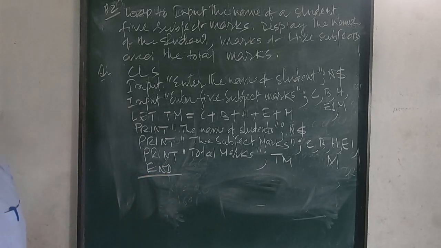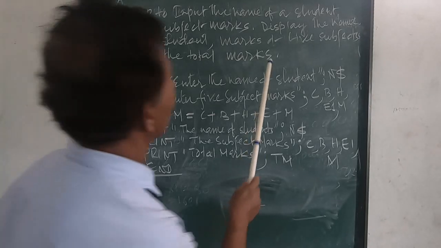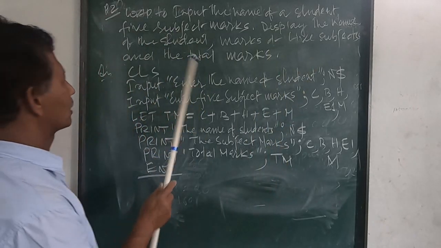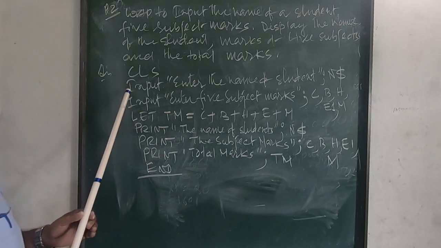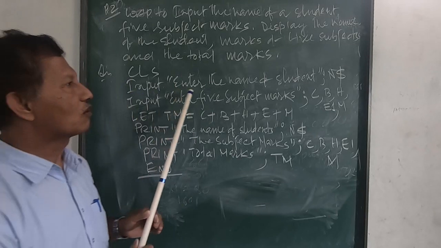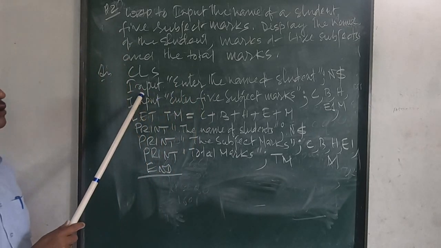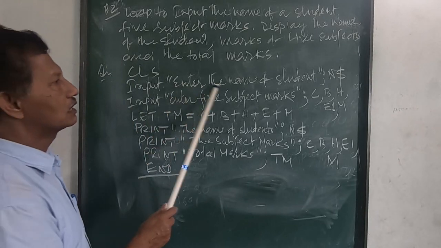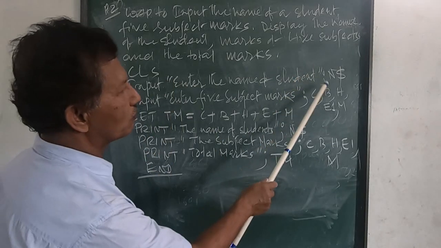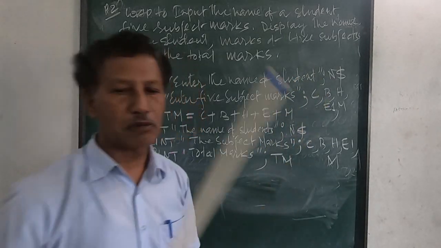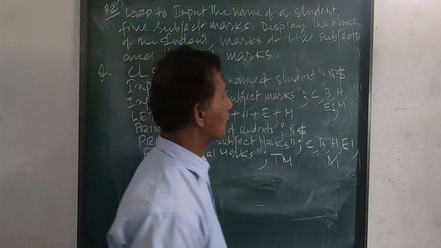What was the question? The question was to write a program to input the name of a student and 5 subject marks, and display the name of the student, marks of 5 subjects, and the total marks. Here is the answer. CLS. At the very beginning you use CLS to clear the screen. In the second line you write input, enter the name of a student. This time along with the input statement you are using a message. This message should always be within double quotes, followed by a semicolon, then write N$. This time you are giving a $, but the other variables are C, B, H, E and M.